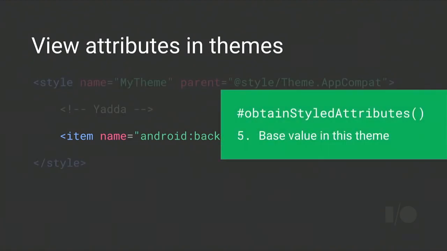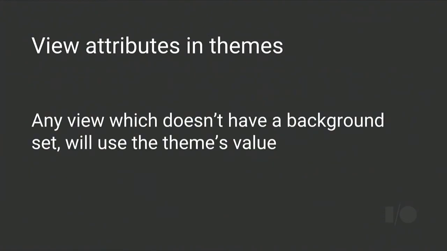Now, going back to obtainStyledAttributes, the last thing it looks for is the base value of the theme, which basically means that because you've set that in your theme, any view which doesn't have a background set will use this value. So if you set a background in your theme, say it's color pink, every view which doesn't have an explicit background will have this pink background, and that's a really big mistake which we see quite often.